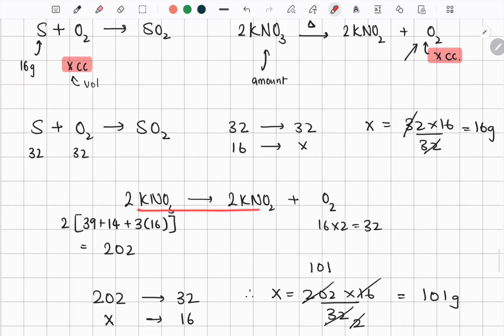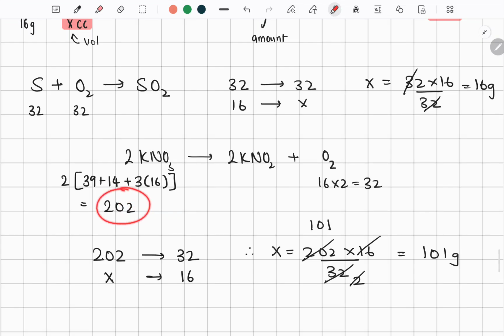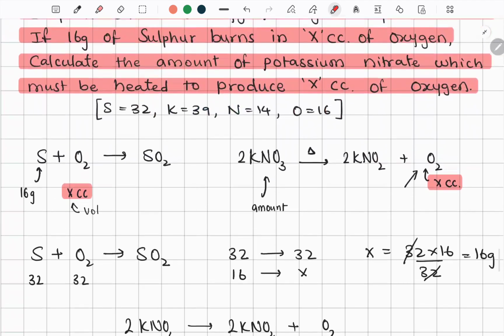Then we wrote down the chemical equation of the thermal decomposition of the potassium nitrate, and we found that 202 gram of potassium nitrate gives 32 gram of oxygen. So if 202 gram of KNO3 gives 32 gram of oxygen, then x gram of KNO3 will give us 16 gram of oxygen. By using the unitary method we found the answer is 101 gram. So 101 gram of potassium nitrate would be required to produce 16 gram of oxygen. You can calculate this in volume as well, but it's very easy to go with the gram, so we just went for the gram.